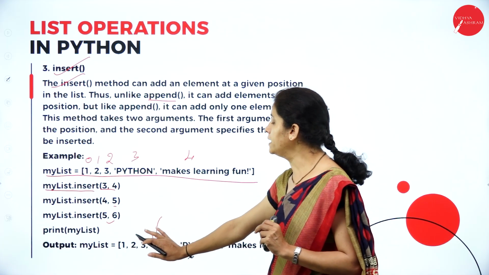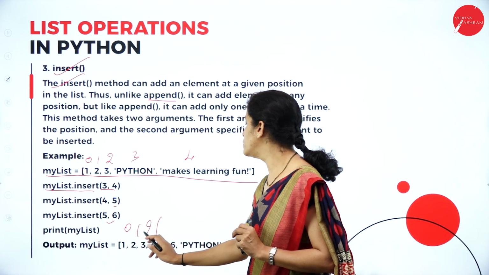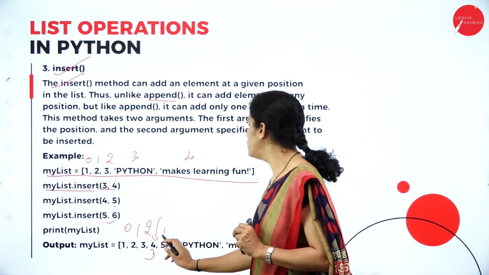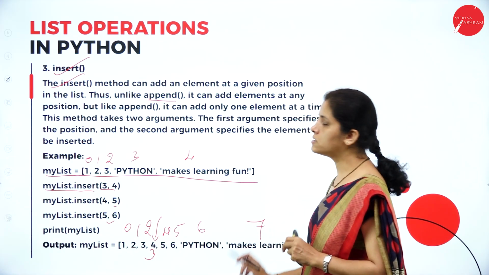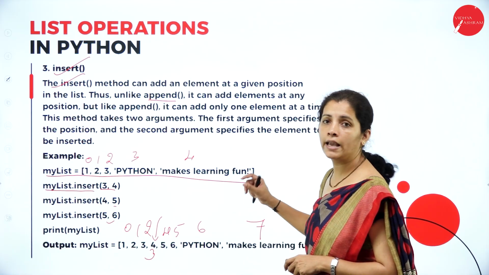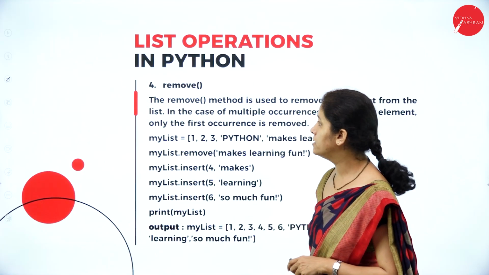Then I'm going to print the value. So my index is 0, 1, 2. This is 3, fourth position, fifth, 6 and 7. So this is the way I can add the element at the given position.